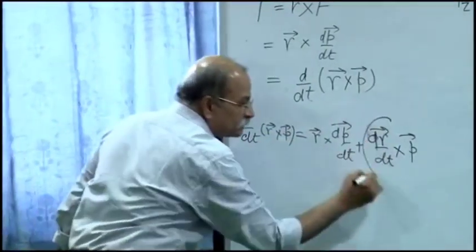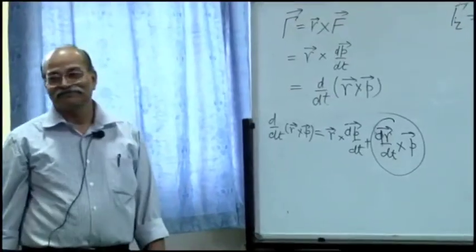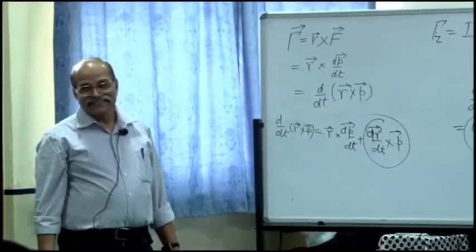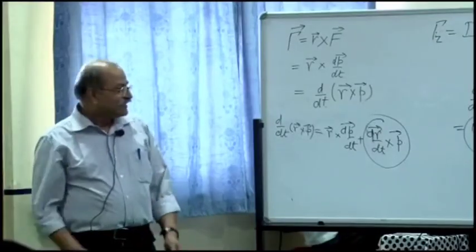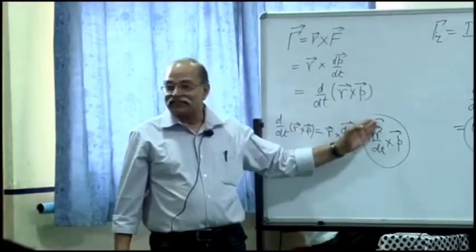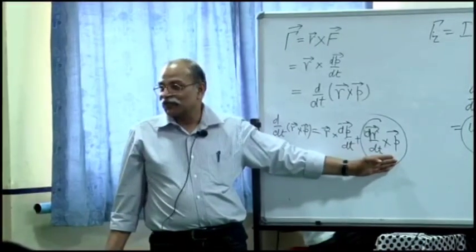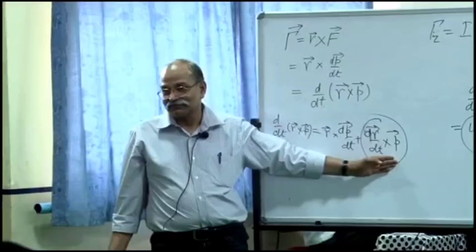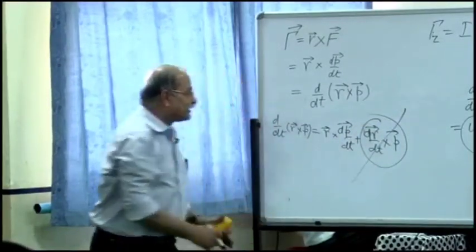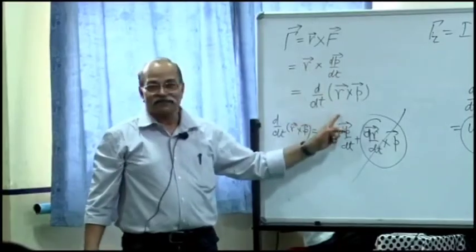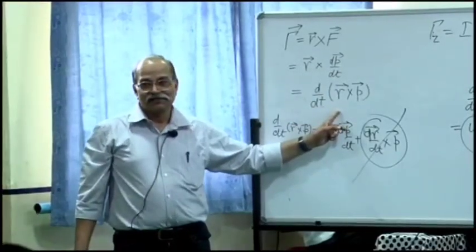What is this? 0. Why? The angle between the two is 0. This dr/dt is velocity, and p is mass into velocity, and the cross product of two parallel vectors is 0. So this is 0. Therefore, this d/dt of r cross p is the same as r cross dp/dt. Okay.